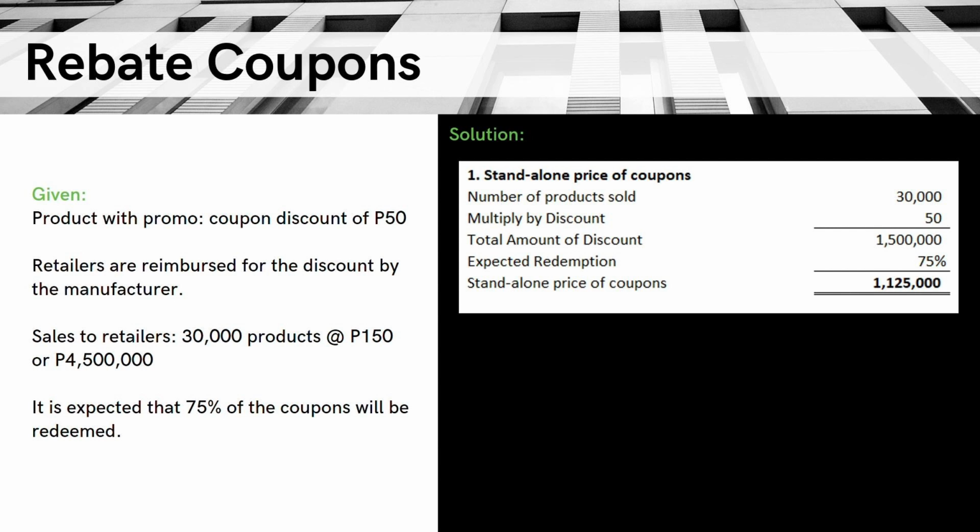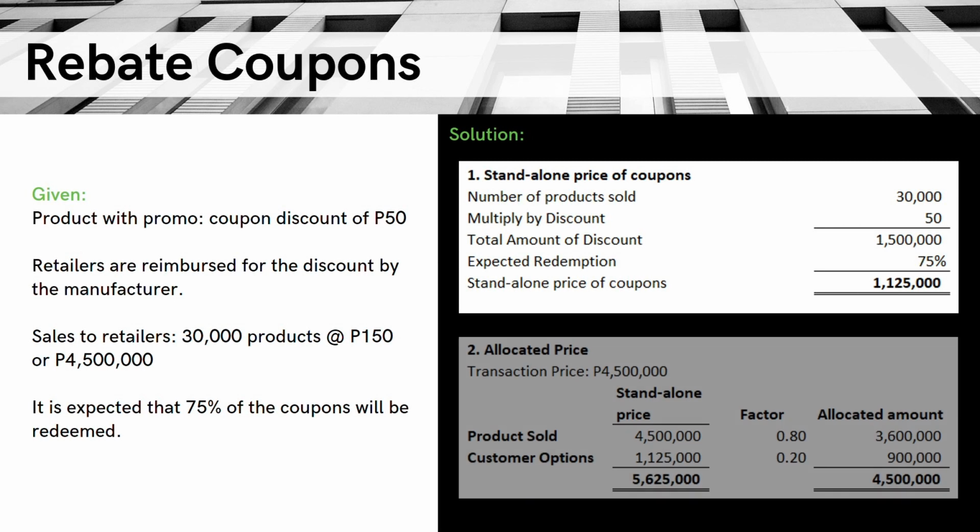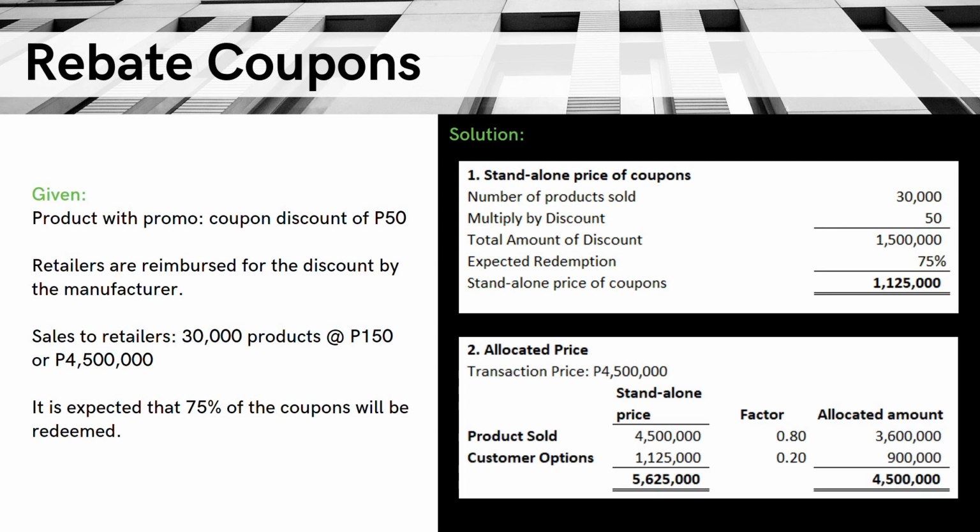This is not the allocated or the final answer. Okay. So step 2, allocated price. So transaction price is 4,500,000. So that will be your product sold. Customer option's standalone price is 1,125,000 for a total of 5,625,000.